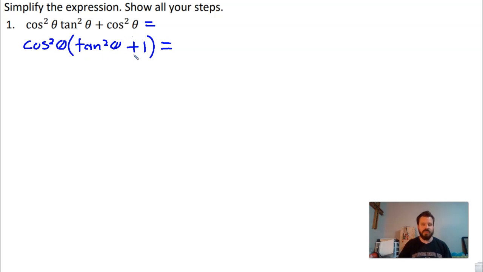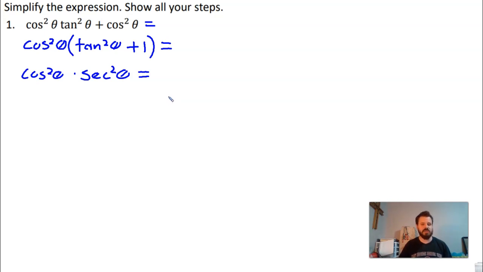Okay, and then in my parentheses I have squared stuff plus 1. So think Pythagorean identities. This is one of our basic identities, no rearranging necessary. I know that tangent squared plus 1 is just a secant squared. So I can rewrite this as cosine squared theta times secant squared theta. So again, when you see squared stuff plus 1, squared stuff minus 1, look to use Pythagorean identities.